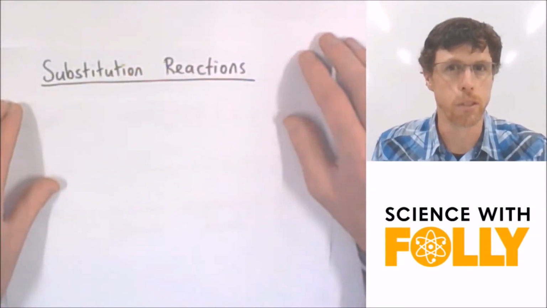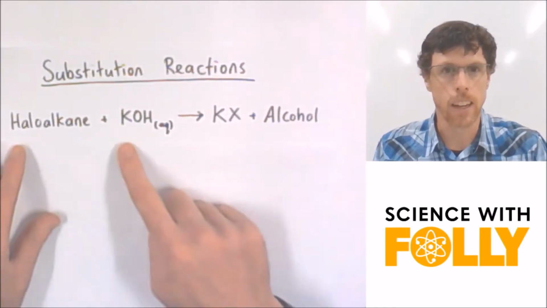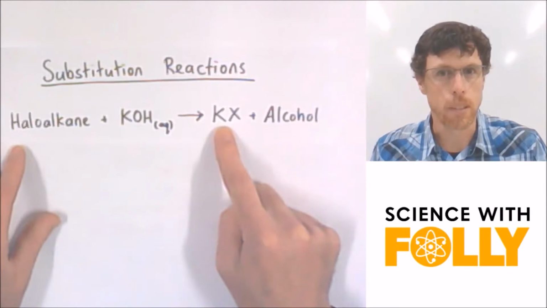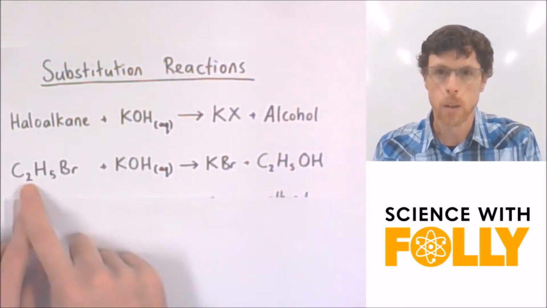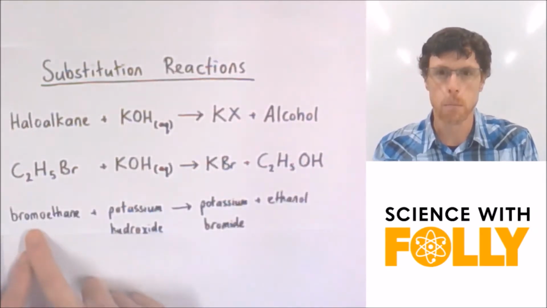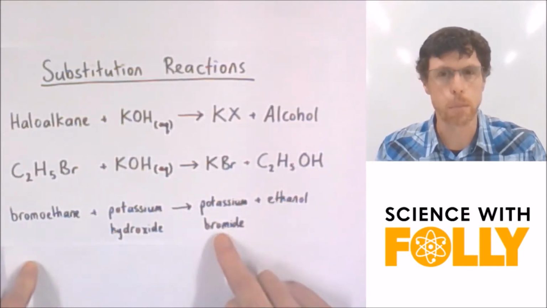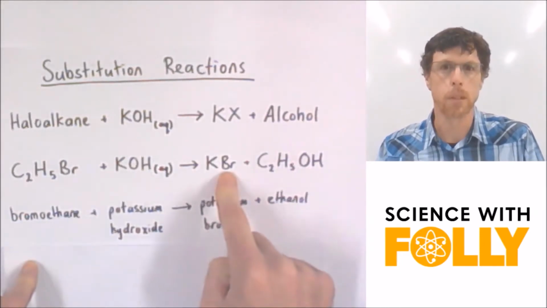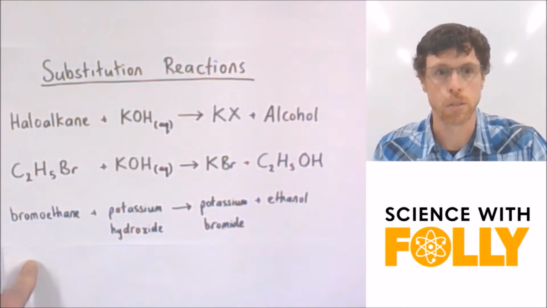Alcohols can also be formed in substitution reactions. When a haloalkane reacts with aqueous potassium hydroxide, it forms potassium halide plus an alcohol. Here's an example. What's the name of this haloalkane? I think you've got it. Bromoethane plus potassium hydroxide gives us potassium bromide. The bromide obviously joins up with the potassium and it forms ethanol as the alcohol that's produced.